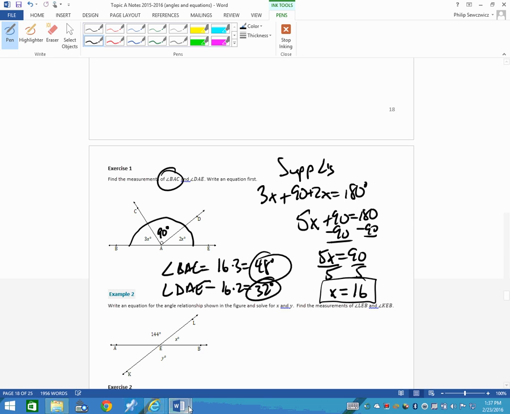Let's go to example number 2. We want to write an equation for the angle relationship for x and y, and then find those measures of those angles. So the big thing here is you got to go through vocabulary. And one thing I can look at there is I go, oh my goodness, look at this, straight path of points. I got a line here. It means it has to add up to 180. So that means 144 plus x has to result in 180. So that's my supplementary angles in action again.